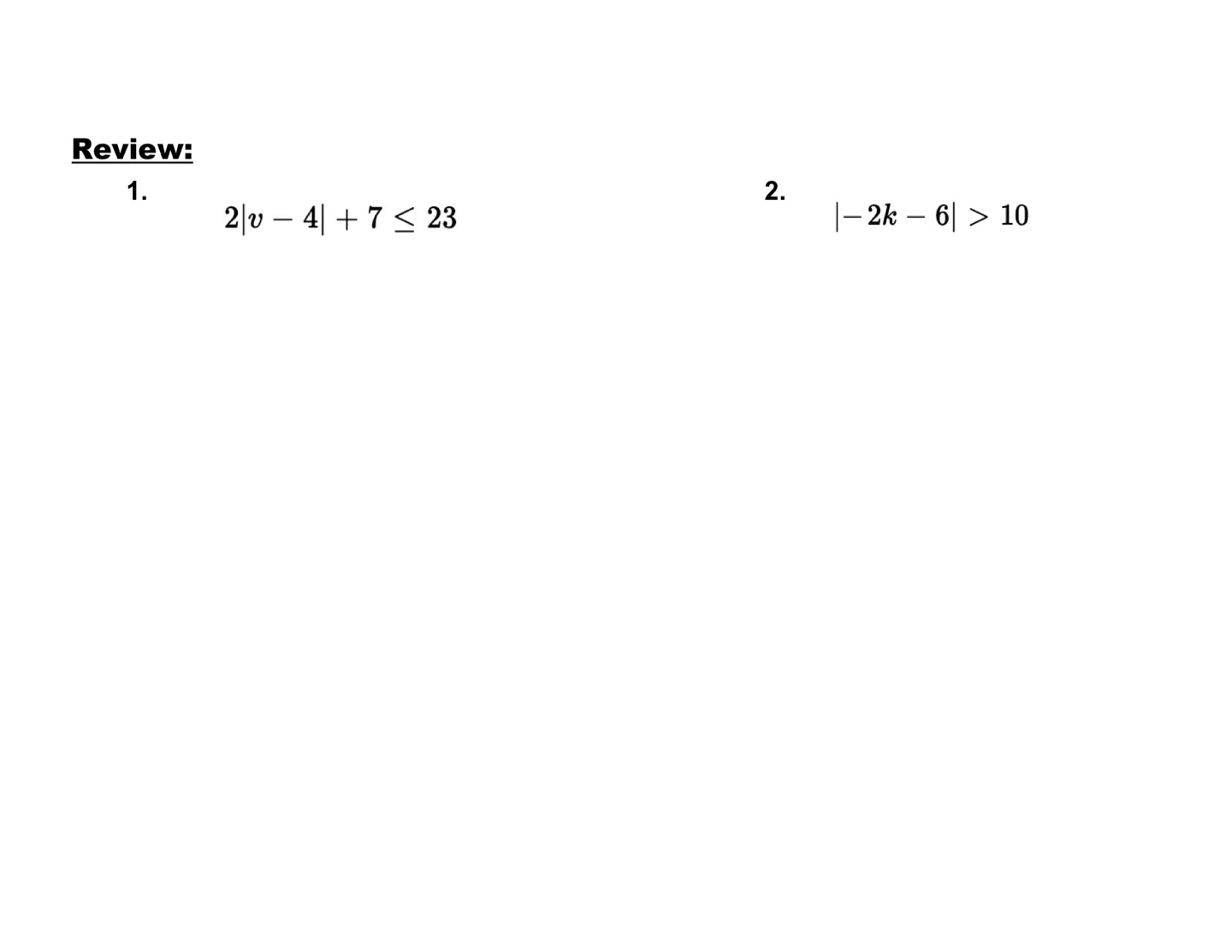In this lesson, we're going to solve absolute value inequalities word problems. So let's go ahead and review what we've learned about solving absolute value inequalities. Remember, the first step is to isolate the absolute value part. We'll do that by subtracting 7, and we'll have 2 times the absolute value of v minus 4 is less than or equal to 16.